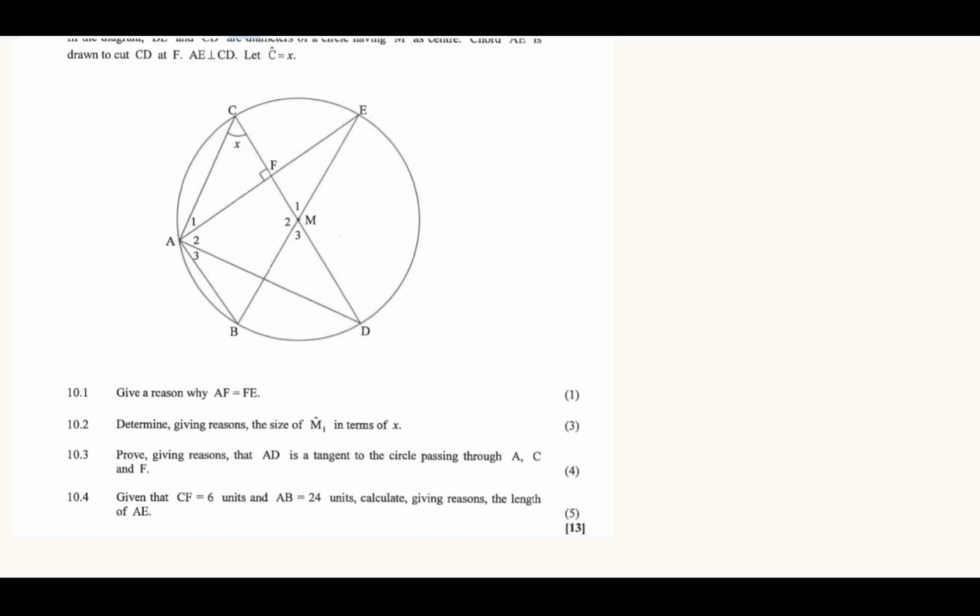Question 10.4, given that CF is equal to 6 units and AB is equal to 24 units, calculate, giving reasons, the length of AE. So AB is equal to 24, while CF is equal to 6 units. So now we have to determine the length AE. From question 10.1, we proved that AF is equal to FE. We proved that AF will be equal to FE.